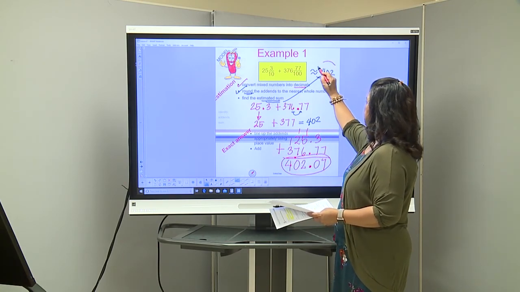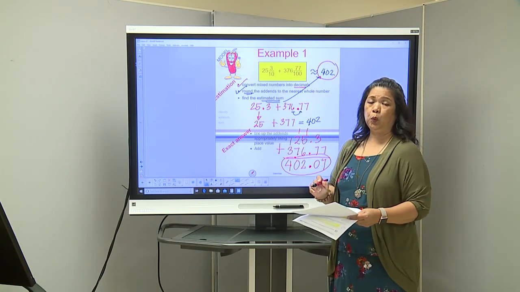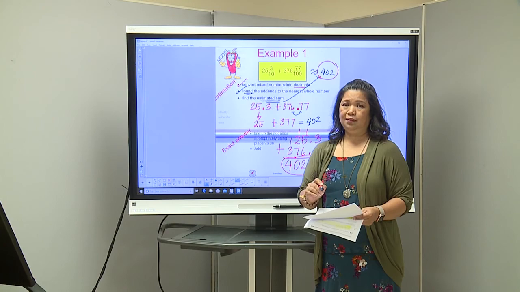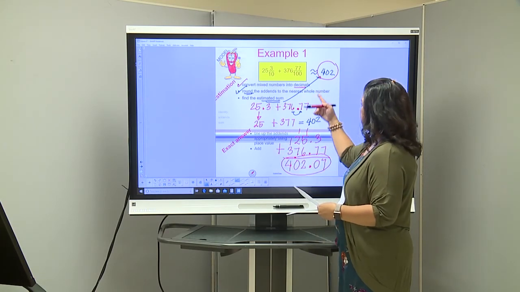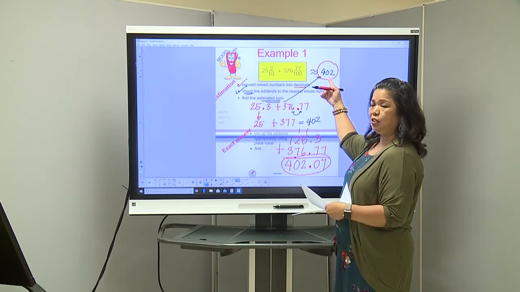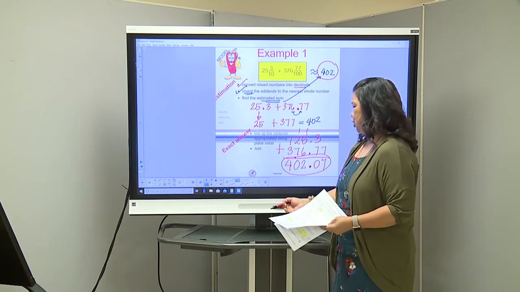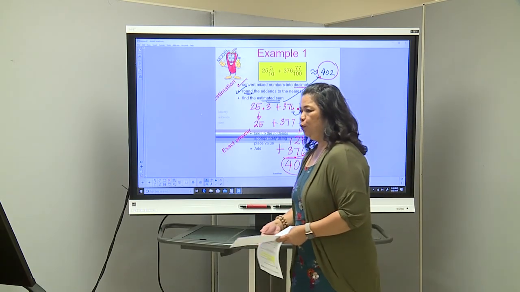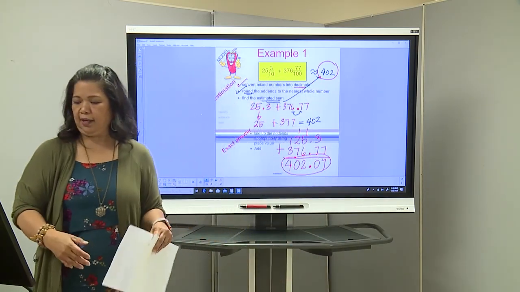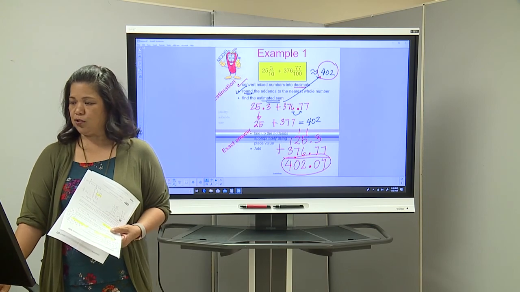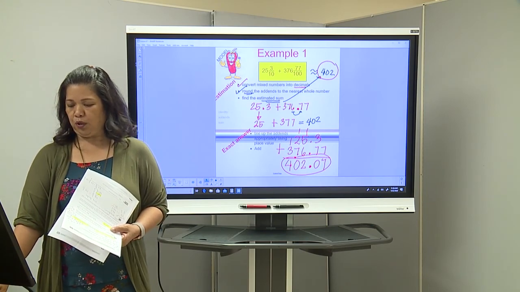Here is your estimated sum. What do you think? Is our answer reasonable? Yes, they're pretty close. Our estimated sum is 402. The exact answer is 402 and 7 hundredths. So we use the estimation and the exact answer to know if our answer is reasonable or not.